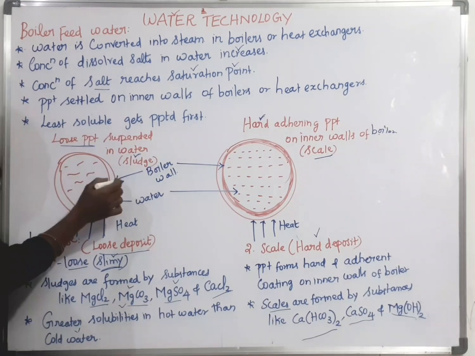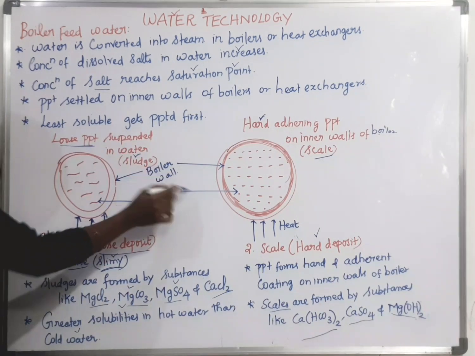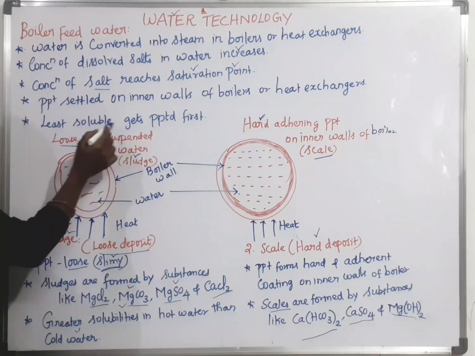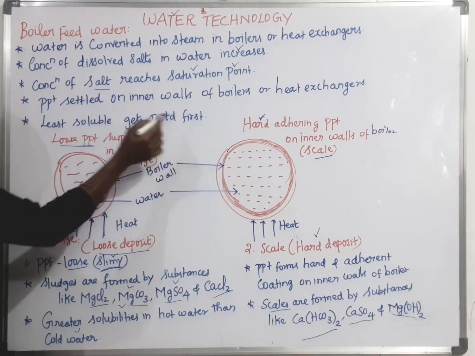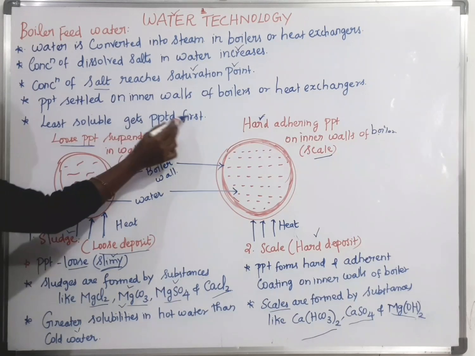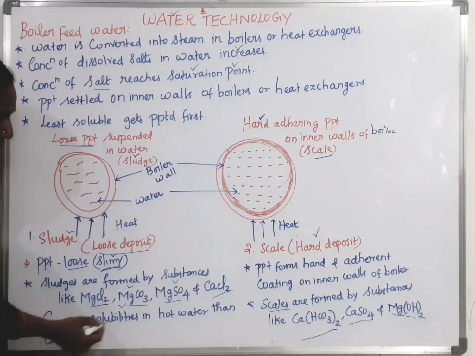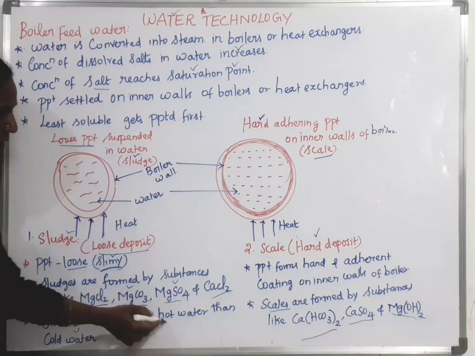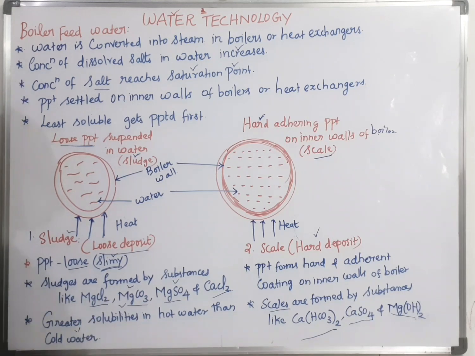This is the diagrammatic representation for sludge and scale. The least soluble gets precipitated first. That is, sludge has greater solubilities in hot water than in cold water.